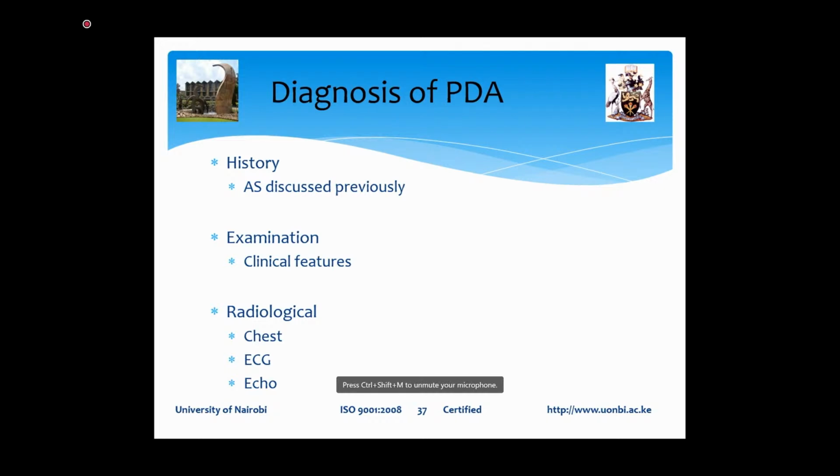Diagnosis: history and examination, we've gone through the features. Chest X-ray will have increased pulmonary vascular markings. The pulmonary area will be full because the pulmonary arteries may be enlarged. The left atrium and left ventricle are enlarged, so you end up with cardiomegaly on chest X-ray. ECG will give you features of left atrial enlargement and left ventricular enlargement. The echo will show where the PDA is and the flow.